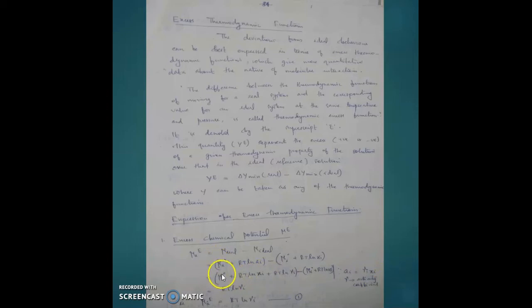So we get mu_i^0 plus RT ln x_i plus RT ln gamma_i, minus, for the ideal system, mu_i^0 plus RT ln x_i. This mu_i^0 value in the case of real and ideal systems is the same because it is a reference state. Then RT ln x_i cancels out. Then what is left? Only RT ln gamma_i, where gamma_i is the activity coefficient. So the excess chemical potential mu_i^E for the ith component can be given as RT ln gamma_i. Remember this equation.